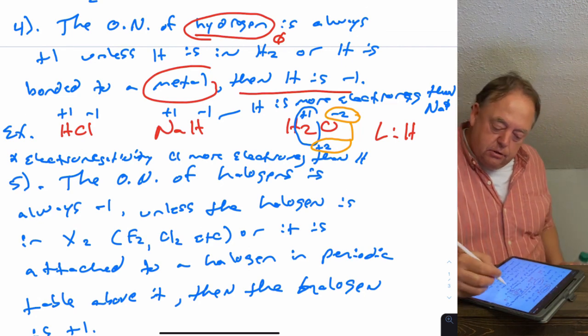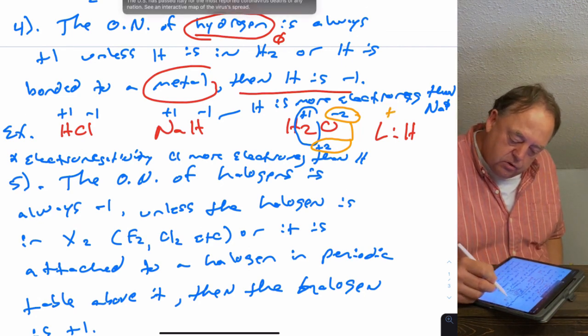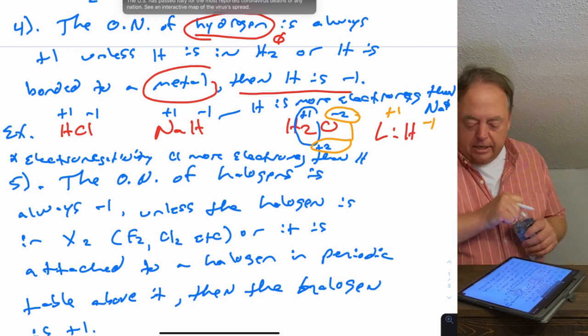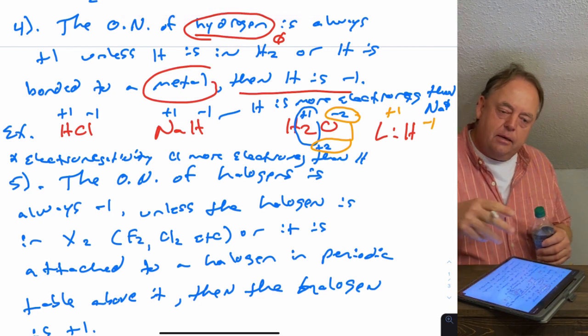Okay, and lithium hydride, so lithium would be +1, hydrogen -1. Again, since hydrogen's attached to a metal, it's -1.